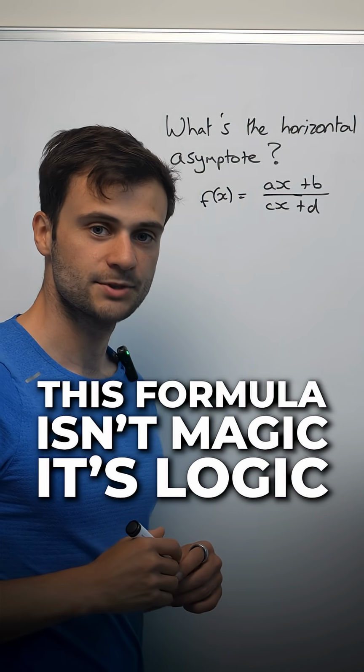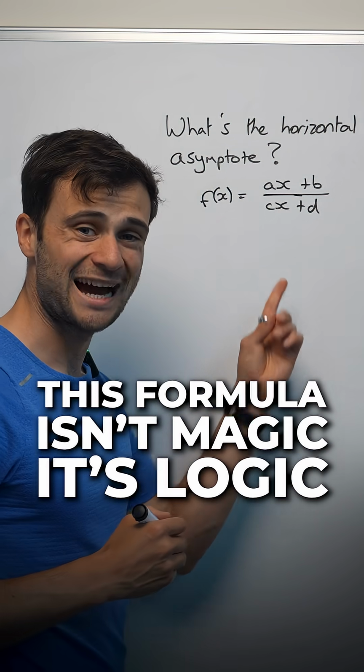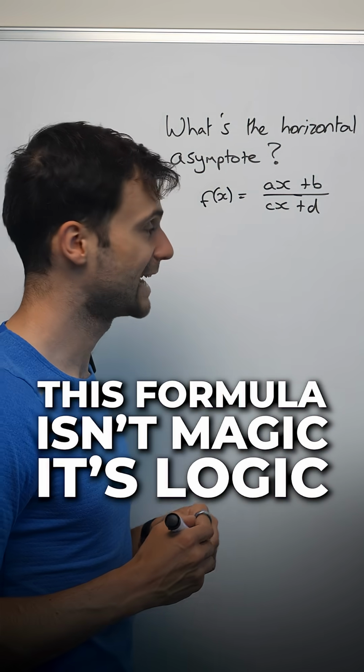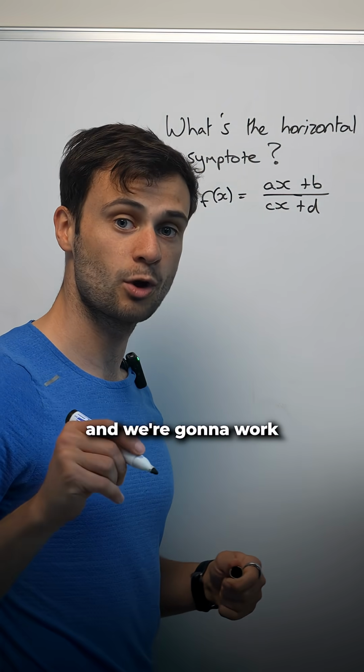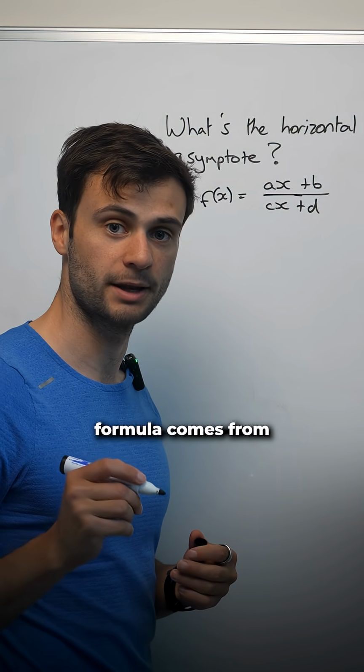What's the horizontal asymptote of this algebraic fraction? Well, you can actually just read it off using the letters that we have, but only if you know the formula. And we're going to see exactly where that formula comes from.